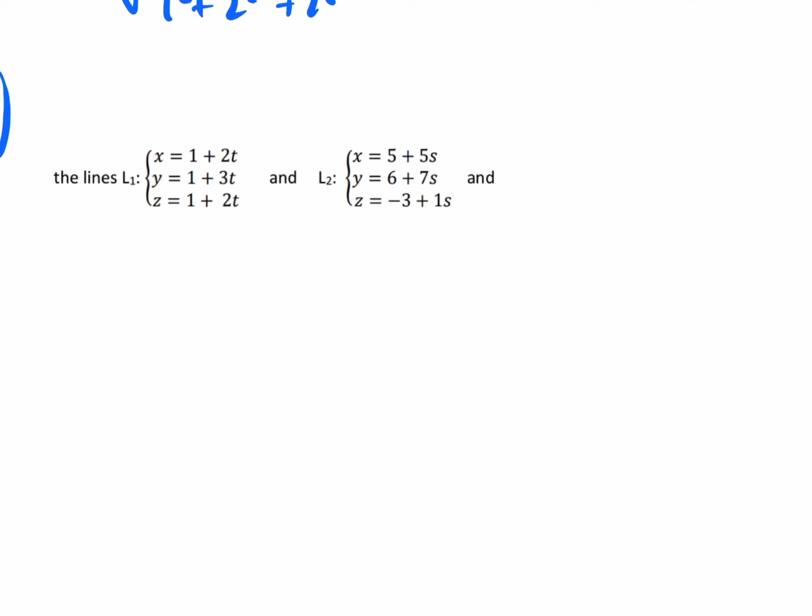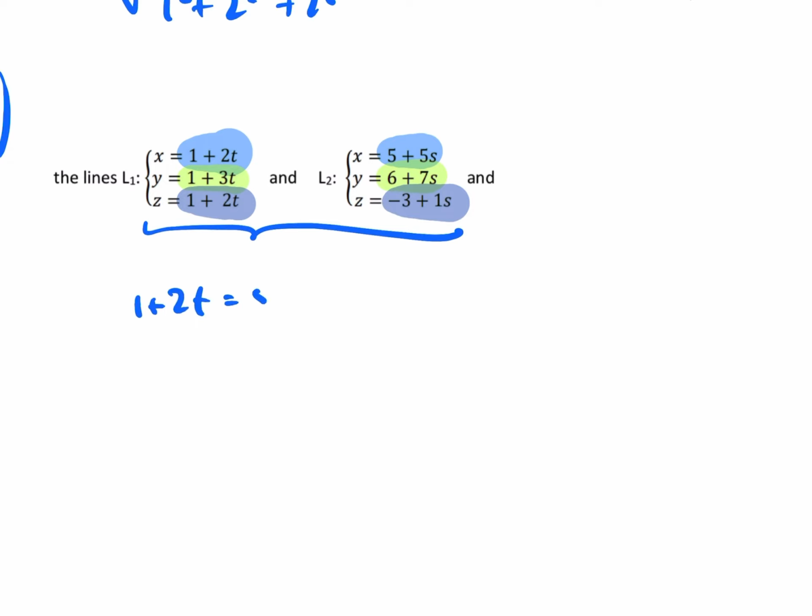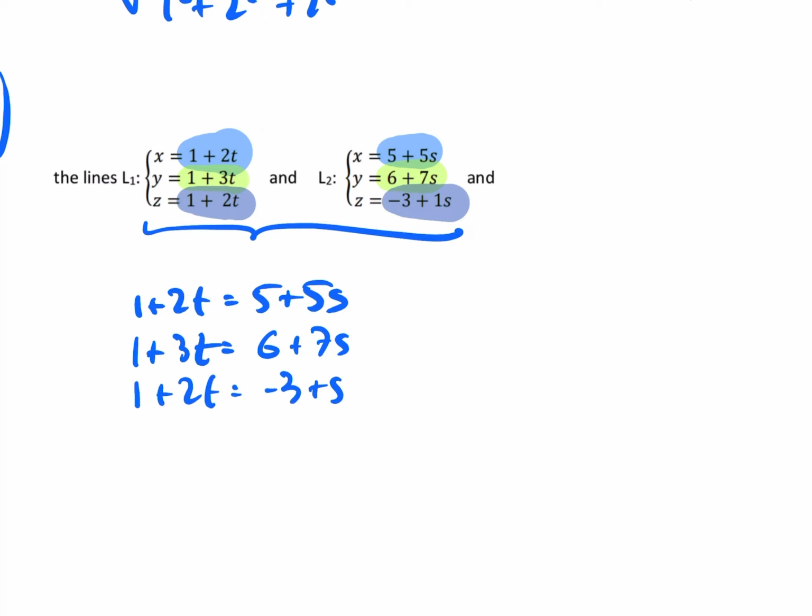So what we actually need to do for finding the intersection point of two given lines is solve the system of equations that has these 6 equations. But we don't need to use a system of 6 equations. We can just write that equal to that. We can then write that equal to that, and finally that equal to that. When we do this, we get 1 plus 2t is equal to 5 plus 5s. 1 plus 3t is equal to 6 plus 7s. And 1 plus 2t is equal to minus 3 plus s.